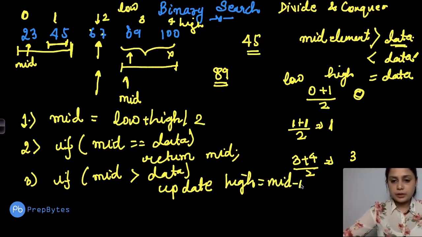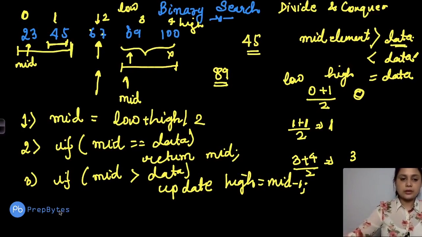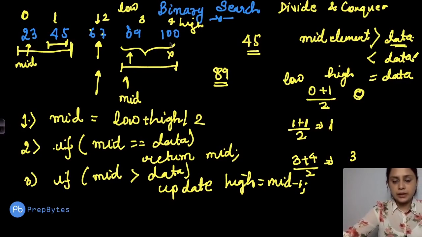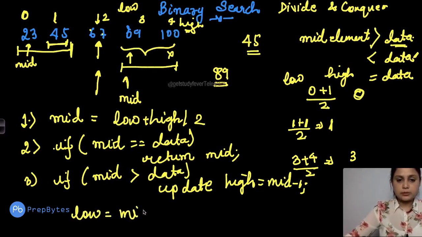So after this I'll update my high to mid minus 1. Now the other thing we will do: if none of this is true, it means we are in the category where we have to keep the search in this particular area. When we are searching in this area, high remains as it is, and my low will change. My low becomes mid plus 1. This mid is the index of the mid element. These are the steps we have to follow, and keep on following.